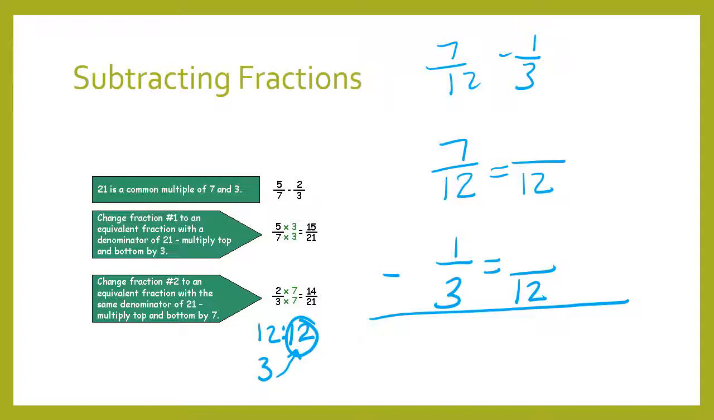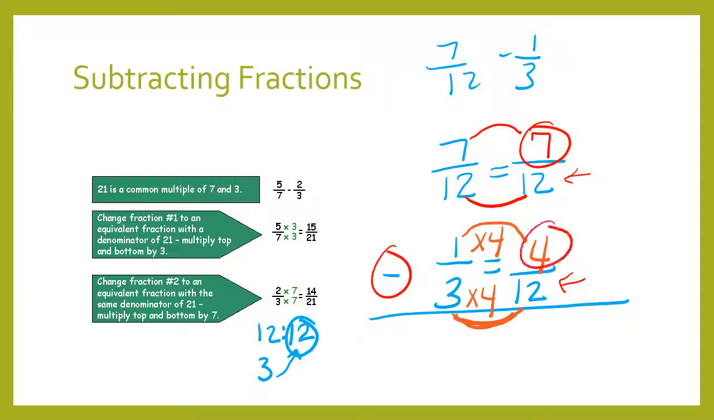Now, but remember, I've learned that if I change the bottom, I've got to change the top in the same way. So how did I change this one down here? I said 3 times 4, because 3 times 4 is 12. So what do I have to do up here? Times 4, and 1 times 4 is 4. And then I check this one out. Now this one did not change, so this one will not change. Now that my denominators are the same, I'm ready to subtract. So 7 take away 4 is 3/12.